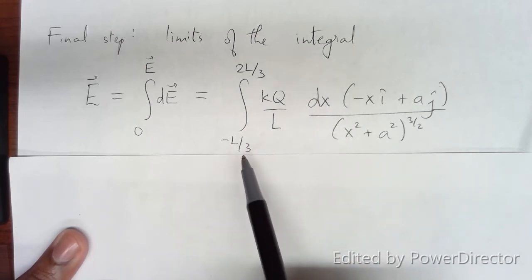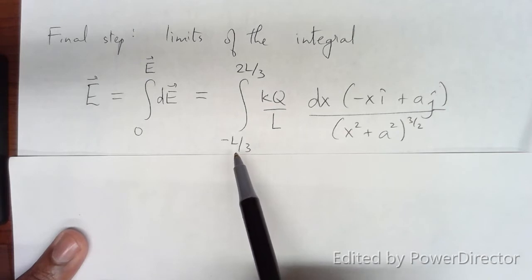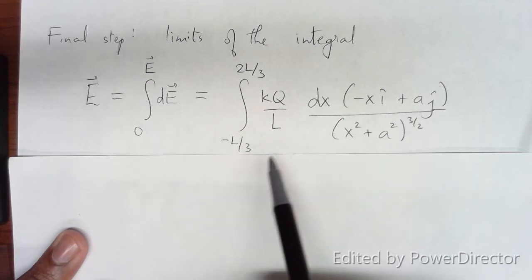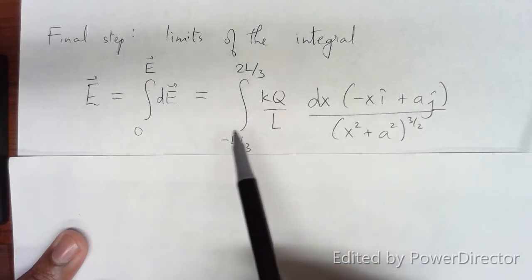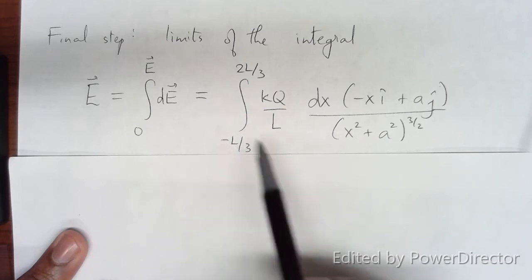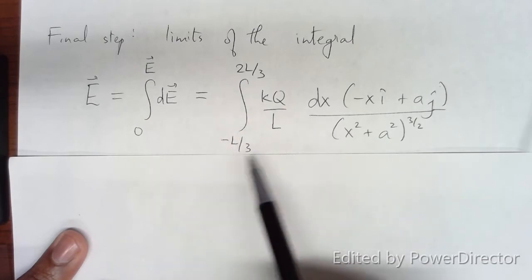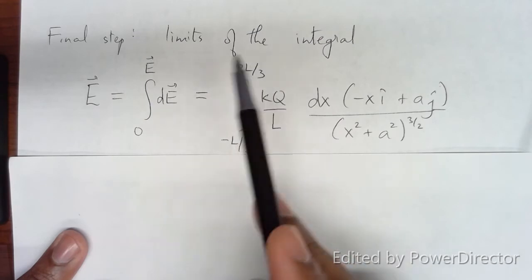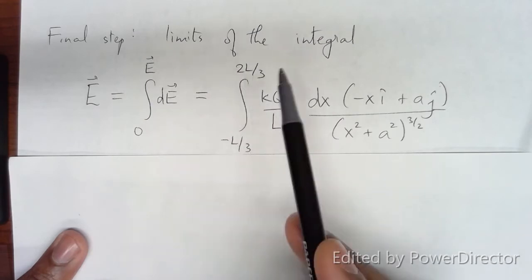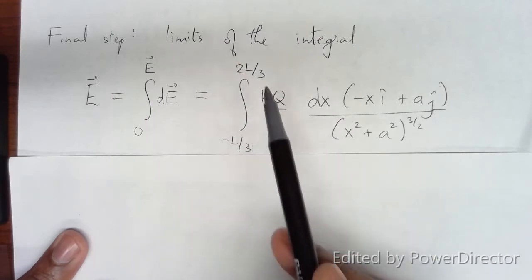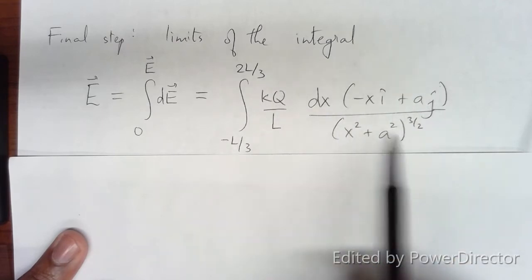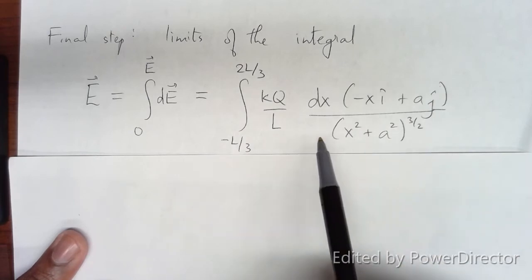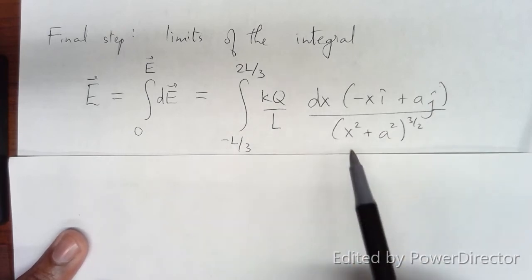And what are the limits of x? Well, in our problem setup, x varies from minus L over 3 to 2L over 3, right? x equals minus L over 3 is the leftmost point where dq can be, and x equals 2L over 3 is the rightmost point where dq can be. So we put those there, and we have kQ over L dx, this vector, these powers, all of that. And that is it. That is how you set up the integral.